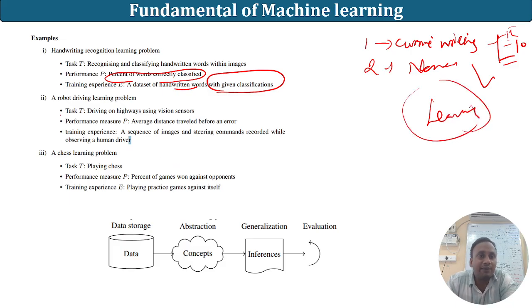After that, we have the robot driving learning problem. The task will be driving on the highway using a vision sensor, so it is going to collect data from the vision sensor. What will the performance measure P be? The average distance traveled before an error happens. The training experience will be a sequence of images and steering commands recorded while observing a human driver. Say we have a car.